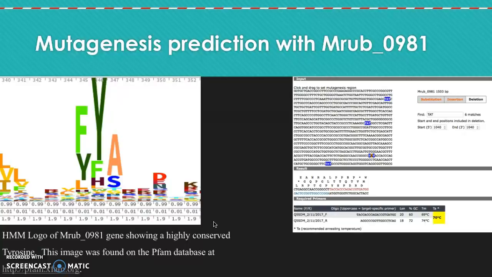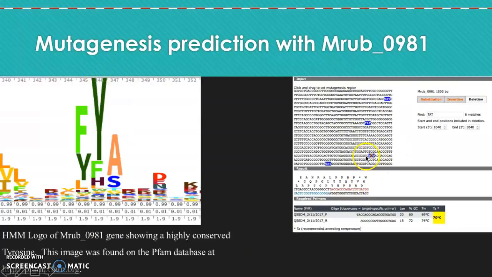And for a different approach to the experiment, Dr. Scott had asked us to find a way to disrupt the function of a gene, and I chose to disrupt the MRUB 0981 gene, the lipid 2 flippase, and we were supposed to use a specific site-directed mutagenesis step, and I chose to make a deletion of a highly conserved tyrosine at amino acid 346.